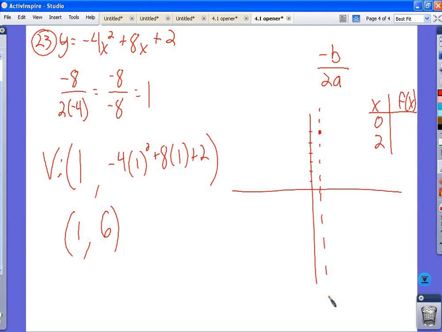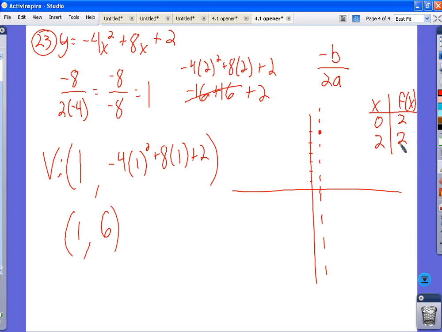So we put in 0. 0 is the easiest thing to plug into standard form, because what happens to this? 0. What happens to this? 0. We're left with just the constant, 2. So we should get 2 when we put 2 in, because of symmetry. We put in 2: negative 4 times 2 squared plus 8 times 2 plus 2. 4 times negative 4 is negative 16. 8 times 2 is positive 16. That's 0, plus 2 is 2.